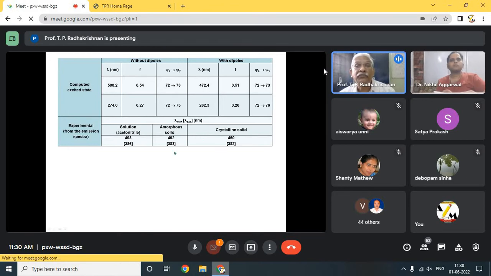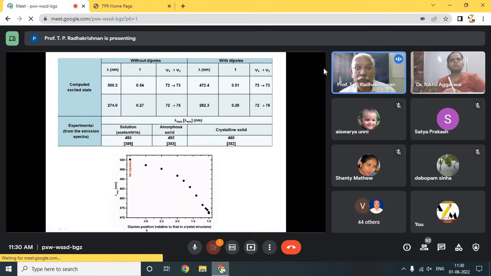Now, what about the amorphous solid? That is the most interesting part. For that, we just systematically vary the dipole position.